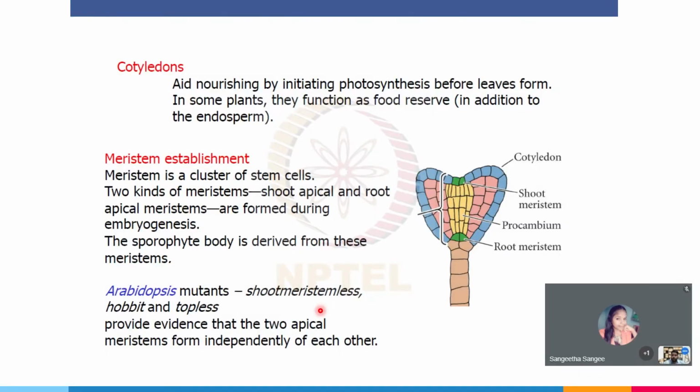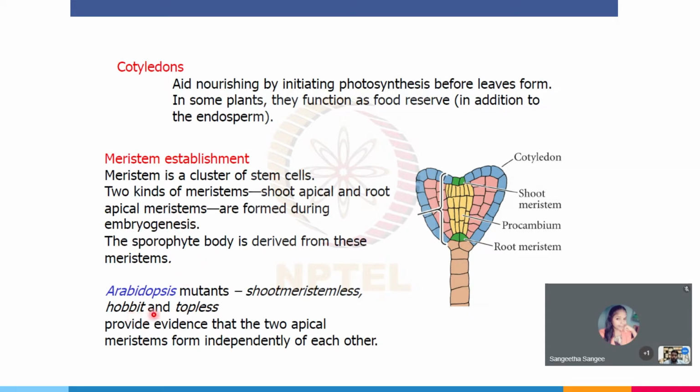Okay, so let us go through the solution slide and try to answer this. Let us first look at cotyledons, what exactly those are. These are structures which aid nourishing by initiating photosynthesis before leaves form. So these are the first photosynthesizing structures present in the developing embryo, and in some plants they also serve as a food reserve. Here you can see the cotyledons in blue, these two parts in the heart-shaped embryo. Next is meristem. Meristem is essentially the counterpart of stem cells that are found in animals. And there are two kinds of meristems: the shoot apical and the root apical meristems that are formed during embryogenesis.